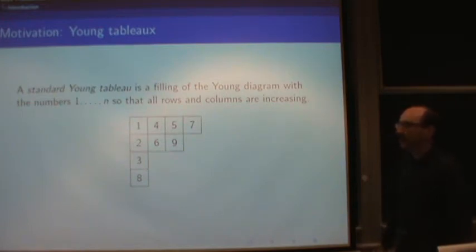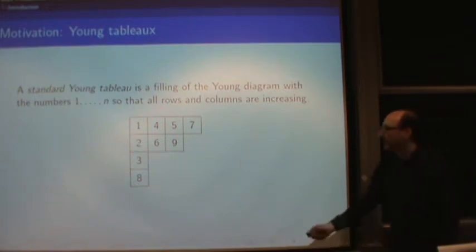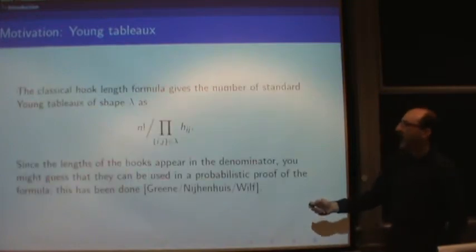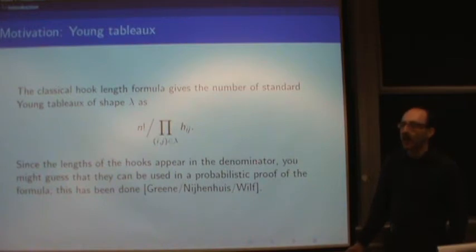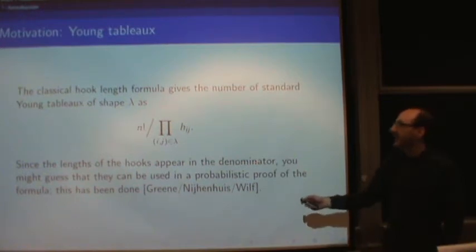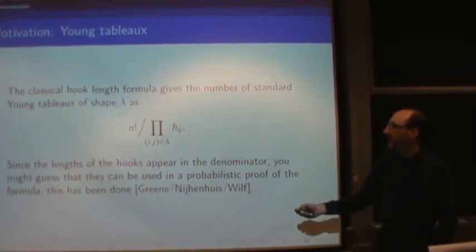A standard Young tableau is a filling of the diagram of the partition with the numbers 1 through n, so that all the rows and columns are increasing. And the classical hook length formula tells you how many standard Young tableaux there are. This is important in things like the representation theory of the symmetric group. It's n factorial divided by the product of the hook lengths.